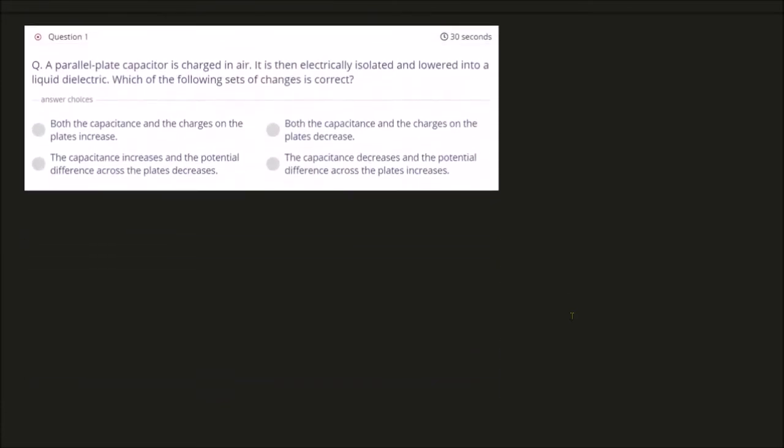Question 1. A parallel plate capacitor is charged in air. It is then electrically isolated and lowered into a liquid dielectric. Which of the following sets of changes is correct?